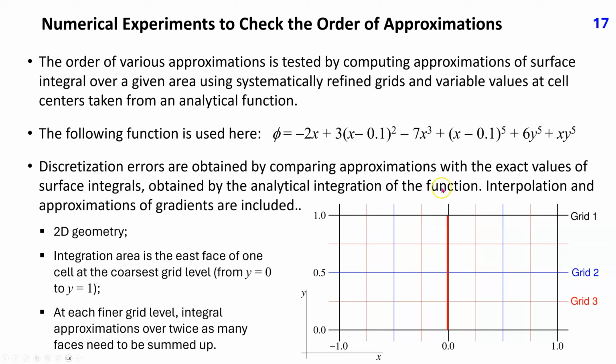This figure shows the two-dimensional grid and two levels of refinement. Integration area is the east face of one cell at the coarsest grid level, shown here by the red thick line. Each time the grid is refined, the number of faces over which the integration needs to be performed doubles. All these integrals are summed up so that the integral over the same area on all grids can be compared.